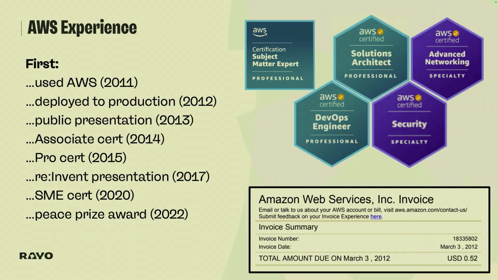Just a tiny bit about me. I didn't introduce myself. I'm Matt. I'm CEO at a partner called Rayo. But prior to that, I was 8.5 years at AWS. Prior to that, 16 years at a charity called EduServe.